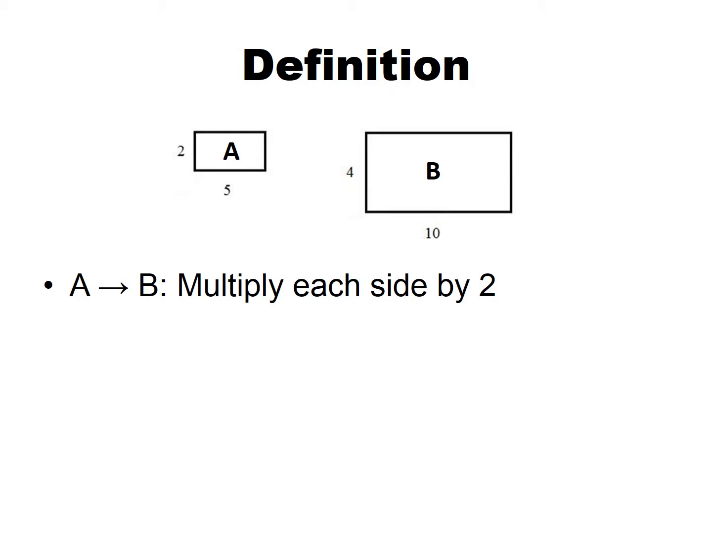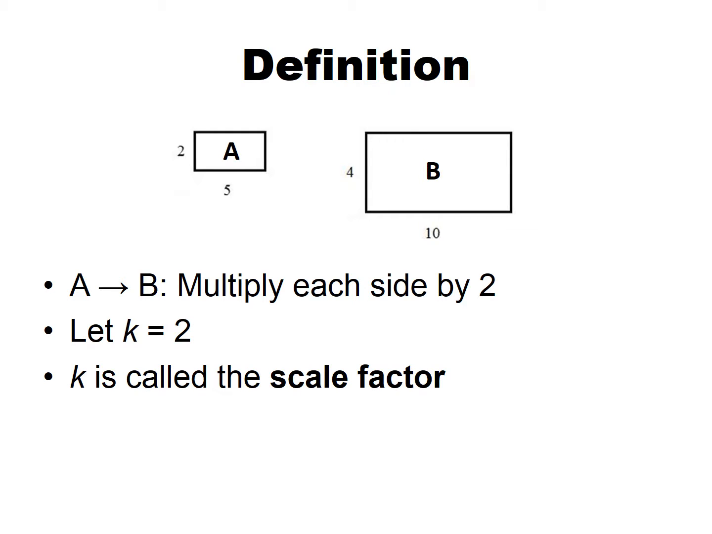Okay, so let's think about a little more formal definition of similarity, and let's try to motivate this definition with a couple of examples. So here's a rectangle A and a rectangle B. This rectangle B appears to be a scaled up version of this rectangle A. So let's think about how could we go from rectangle A to rectangle B. Well, let's look at their short sides. We went from 2 to 4, and the long sides went from 5 to 10. So to go from A to B, we simply multiplied each side by 2. Well, let's give that number 2 a name. We're going to call it k, and k is also called the scale factor.